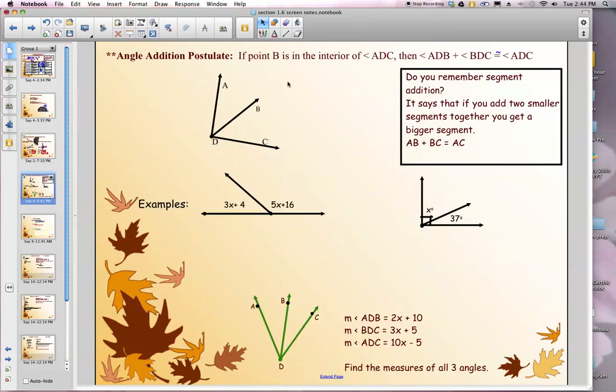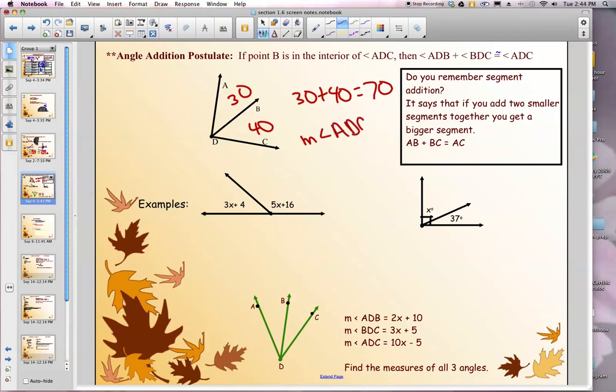The last thing we're going to talk about today is the angle addition postulate. Angle addition works a lot like segment addition. It says that one smaller angle, if you add it to another smaller angle, you get a bigger angle. Okay? So if this one was 30 degrees and this one was 40 degrees, we would say that 30 plus 40 would equal 70. So the measure of angle ADC would be 70 degrees because it would be the combination of the two smaller ones. Okay. How do we use that?